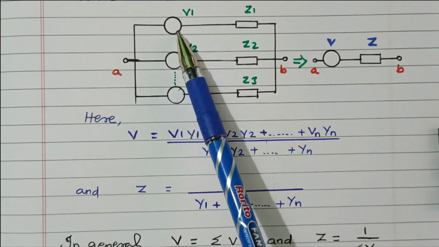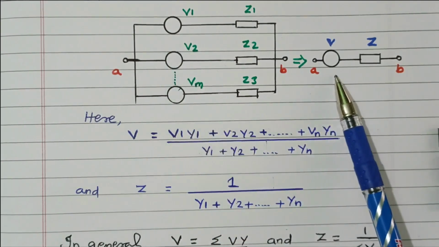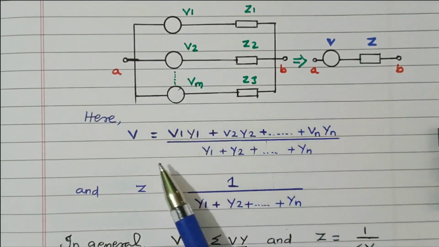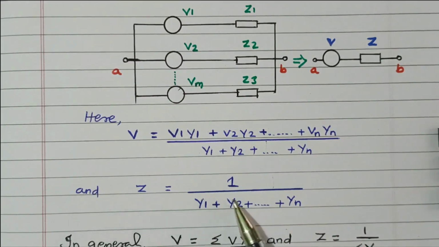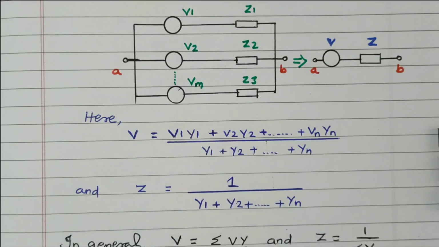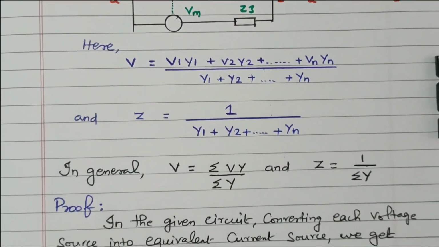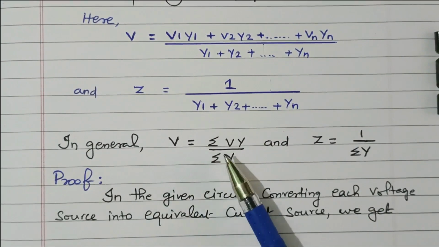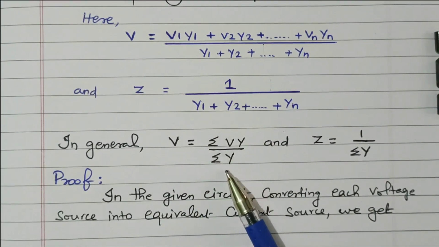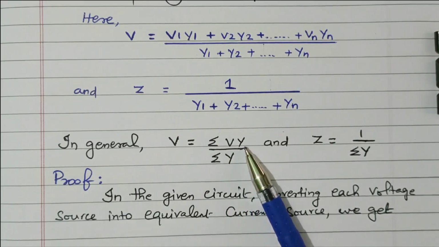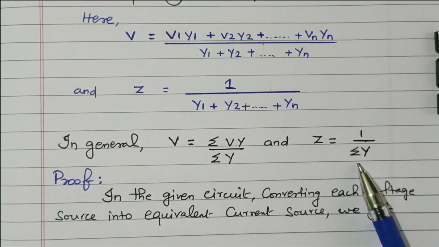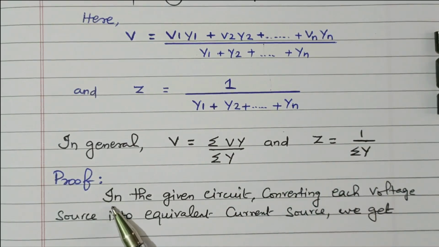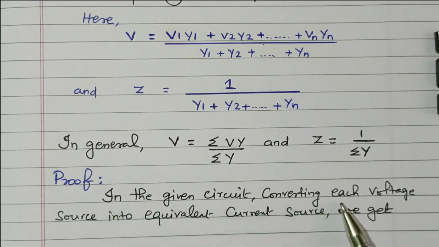So n number of voltage sources connected in parallel are replaced by a single voltage source with impedance. The single voltage source V is calculated from this formula. Impedance is calculated from this formula. Y is nothing but admittance. So in general we can write V equals sum of V into Y divided by sum of Y. Voltage into admittance divided by sum of admittance. The Z is nothing but 1 divided by sum of admittance. So in the given circuit, convert each voltage source into an equivalent current source.